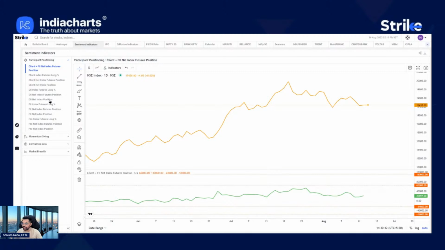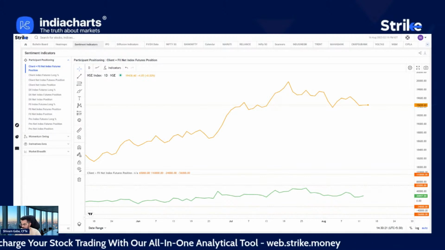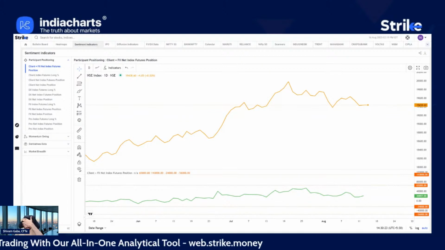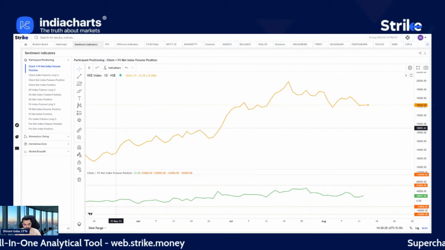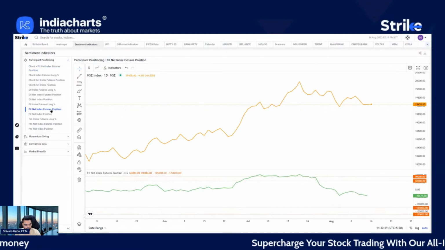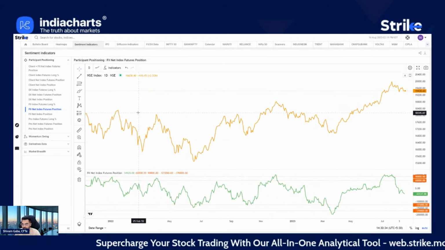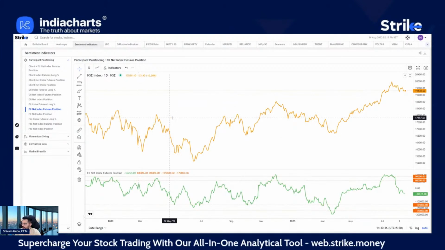So I'm jumping into the sentiment indicators section in Strike. You all can log on to web.strike.money to use these indicators. These are not available anywhere else. So you can do your own analysis on the Strike platform itself. The first indicator that I'm going to look at is the FII's net index futures positions.